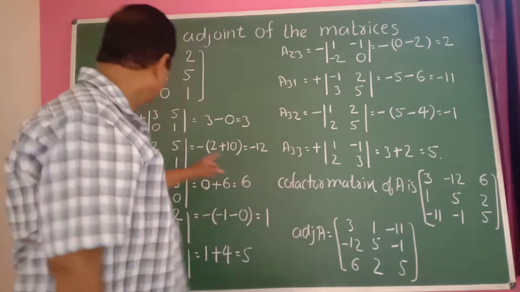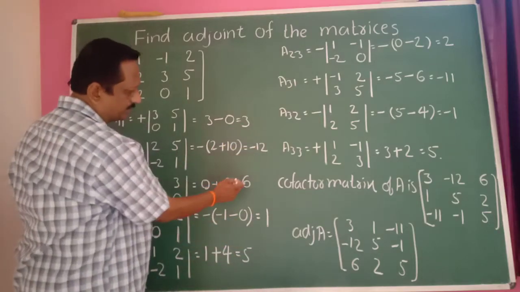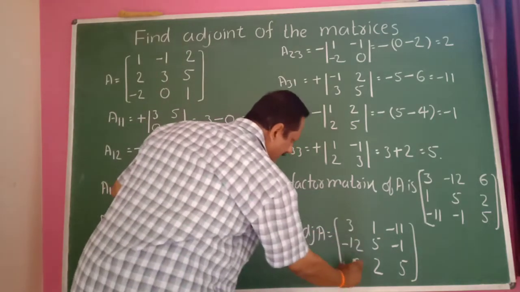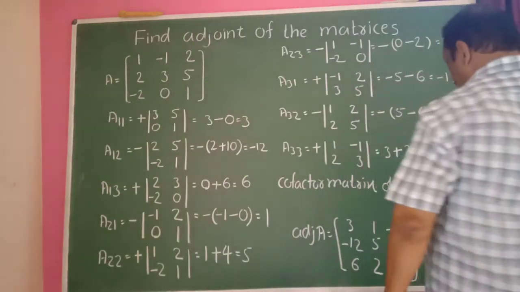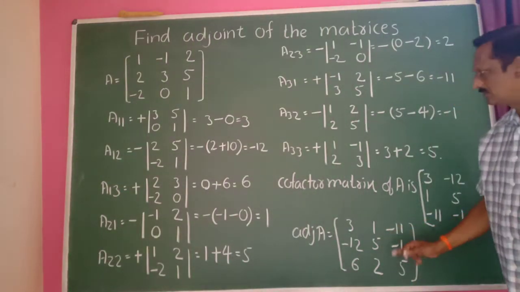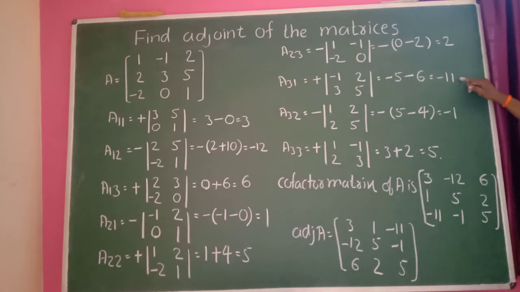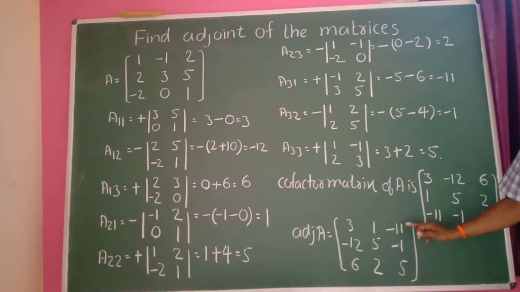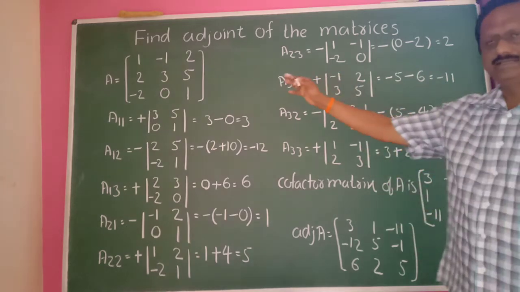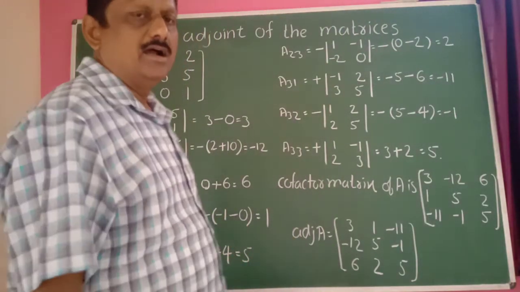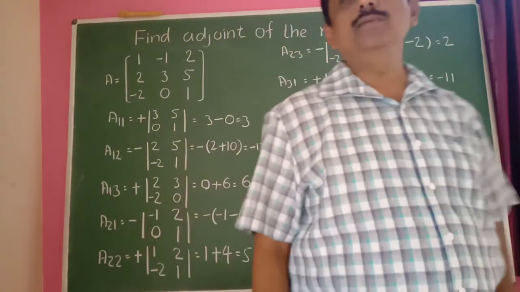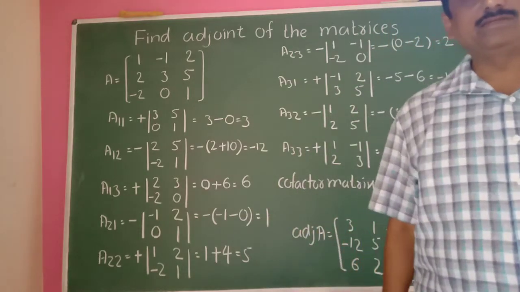Directly you can write here 3, minus 12, 6, just write in the first column. Then 1, 5, 2, write in the second column. Then minus 11, minus 1, plus 5, write in the third column. Then you will get the adjoint of the given matrix. Okay, this is the procedure to write the adjoint of the matrix here. This is a very important result here. Remember it here.